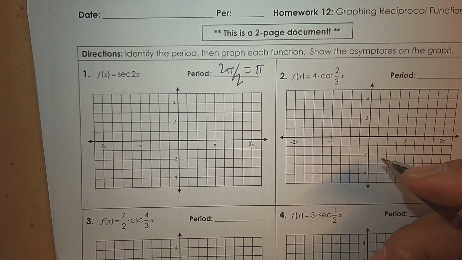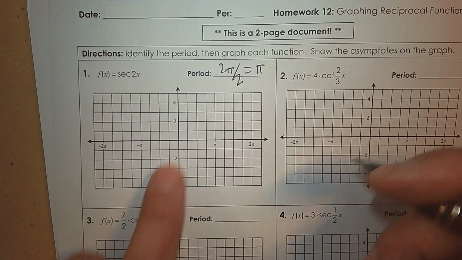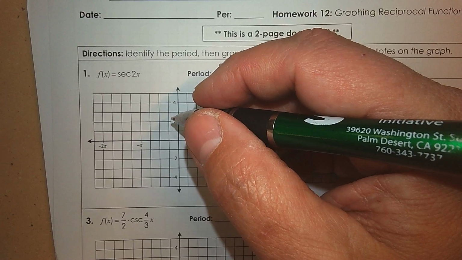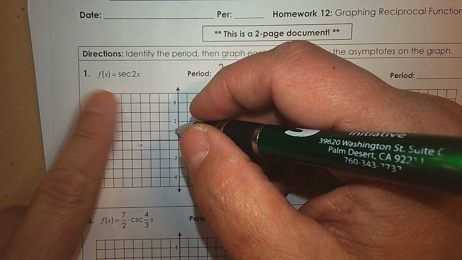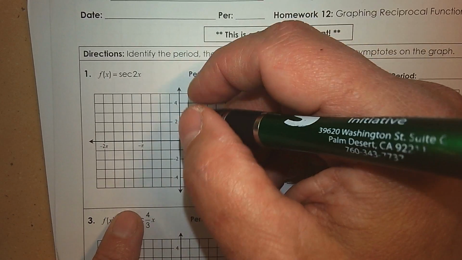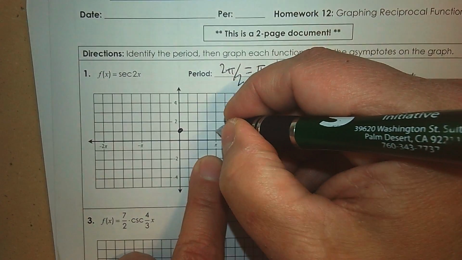So what we need to know is, what does secant start with? And it starts with a vertex. And there's nothing that would change this. It would change if something's being multiplied in front or added or subtracted at the end. So it's what the parent is. So we're going to start at positive 1. One period brings us back to positive 1.